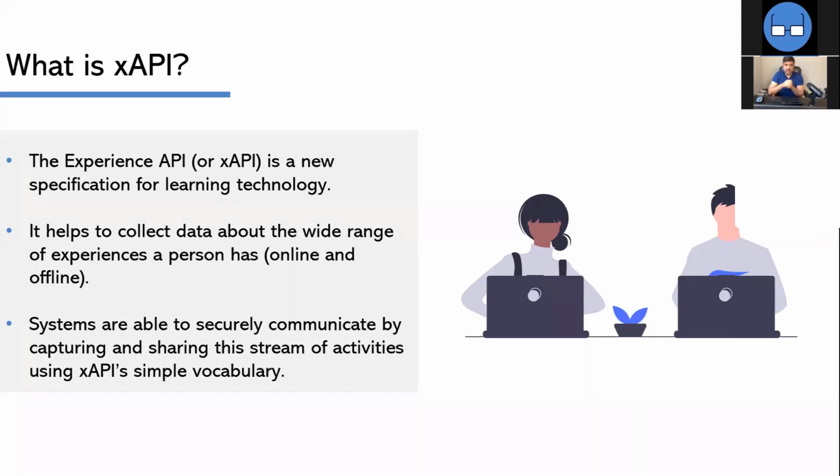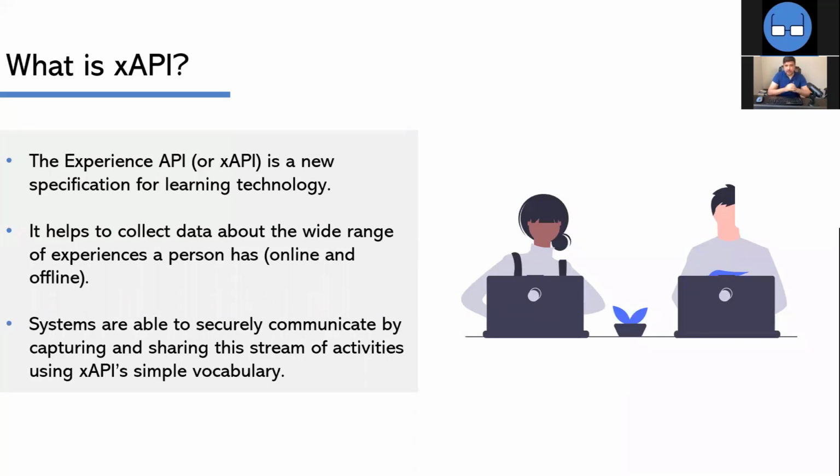xAPI is a new specification of learning technology. Now, when I say new specification, there are so many specifications that were introduced earlier. For example, SCORM. SCORM is one of the learning specifications that we normally use whenever we are publishing e-learning courses. There are also LDIs, and many other specifications that we normally use whenever we are developing e-learning courses.